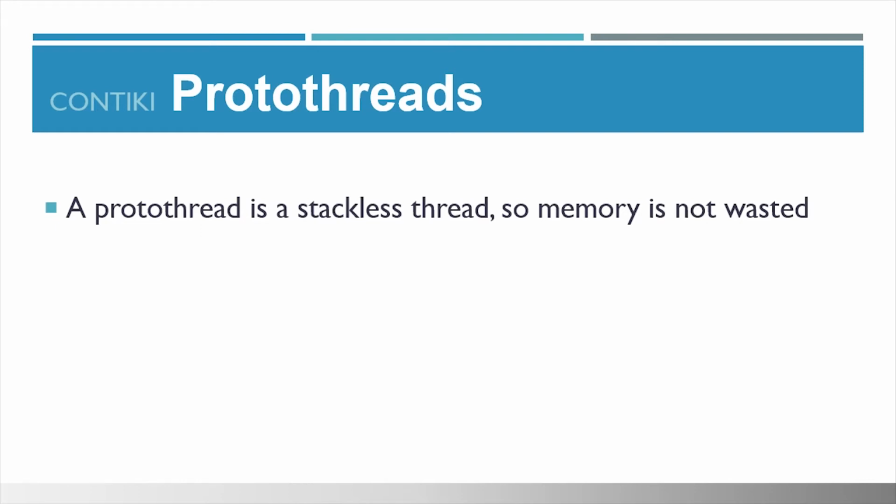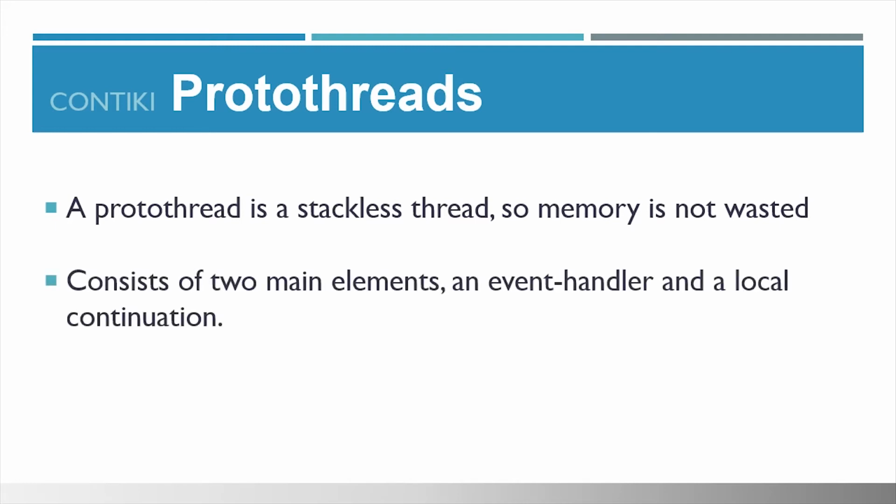A protothread consists of 2 main elements, an event handler and a local continuation. The event handler is the one associated with the process. The local continuation is used to save and restore the context when a blocking protothread API is invoked.